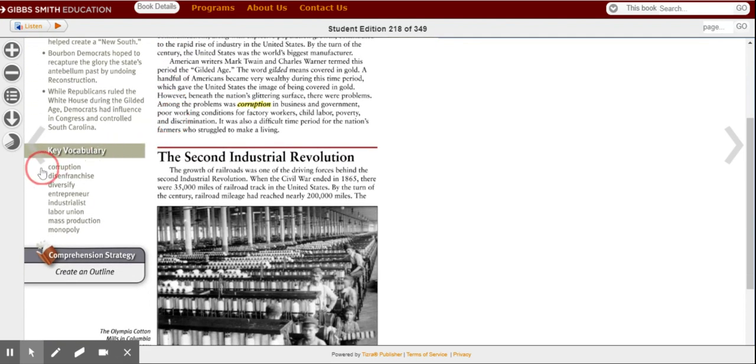So let's look at some key vocabulary. When you think of this, look at corruption, disenfranchise. All right, that means to literally remove someone's ability to be a player in something. All right, disenfranchise. In other words, they no longer have a say in something. All right, diversify. That speaks for itself. Entrepreneur. All right, an entrepreneur is someone who takes what they got and makes something good out of it. All right, some ingenuity. Industrialist.